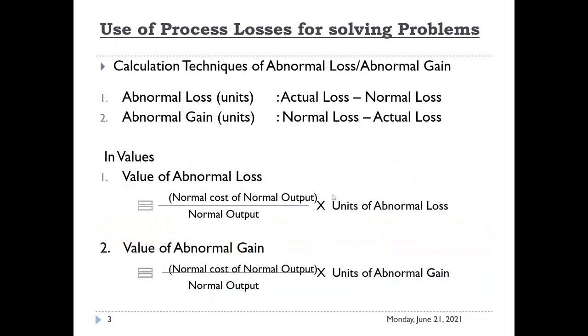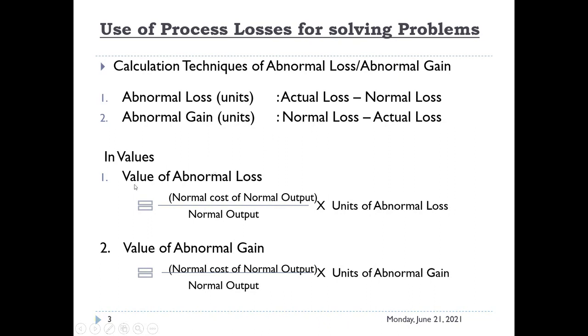So next, the value calculation techniques of abnormal loss or abnormal gain. Abnormal loss in units is equal to how much? Actual loss minus normal loss. Then abnormal gain is equal to normal loss minus actual loss. So you should remember these formulas. For 1 mark, sometimes abnormal gain units may come: normal loss minus actual loss. Abnormal loss is equal to actual loss minus normal loss.